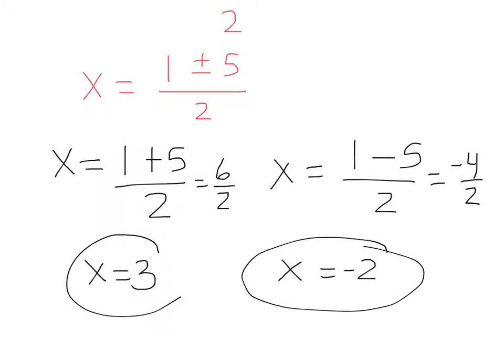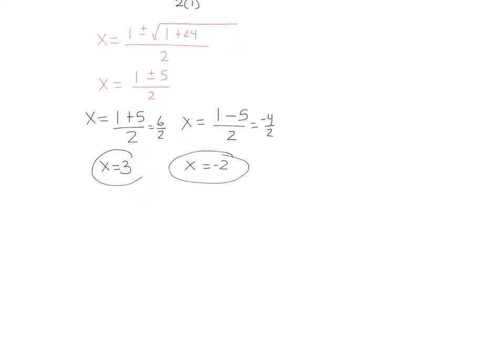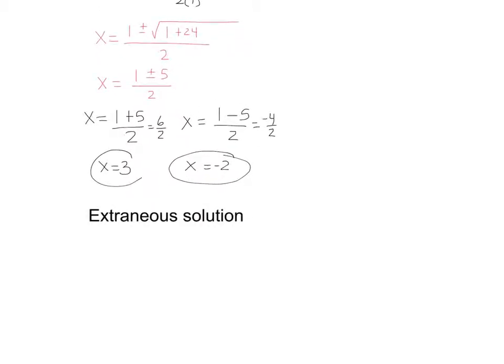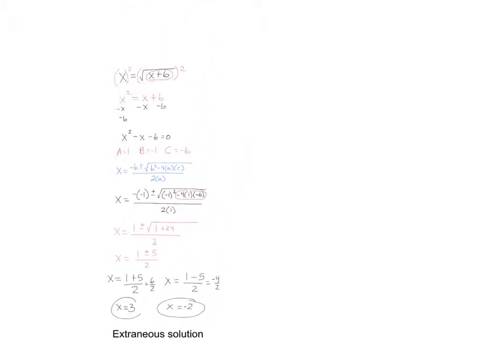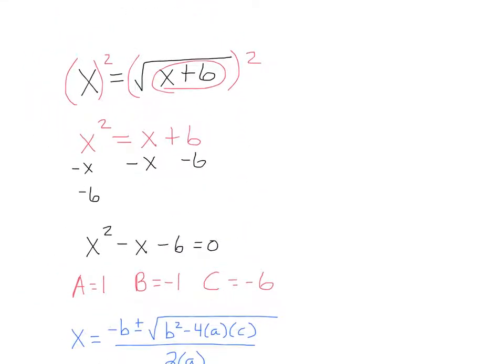But now remember, when we have a radical equation, there is a chance we will get a what? Extraneous solution. An extraneous solution. Okay, so remember what I told you. When we have a radical equation, which our original equation was x equals the square root of x plus 6, where there's an equal sign and a radical in the problem, there's a chance that the solution we get won't work. And that's what's extraneous. So we got 3 and negative 2, right?